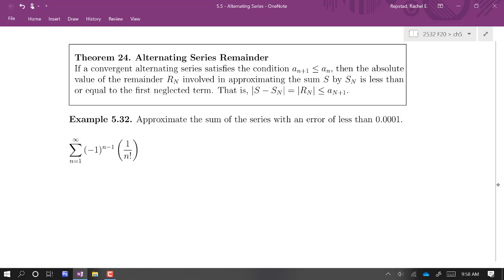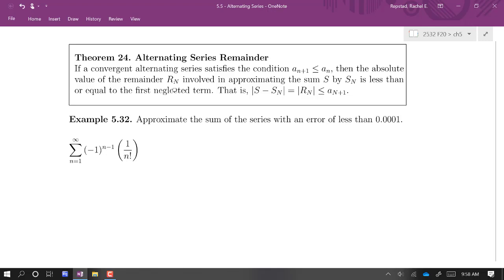If you do that, then as it turns out, when you approximate the sum by taking a partial sum, the remainder, the maximum possible error you might be off by, is no bigger than the first neglected term. So what that means is, let's say I approximate the sum of an alternating series by adding the first 7 terms together, then my error is no bigger than the size of the 8th term. That first neglected term is the first term that I didn't include when I was finding a partial sum.